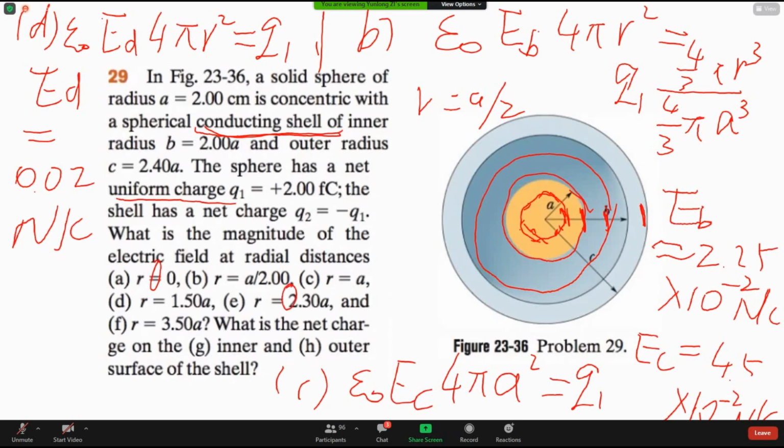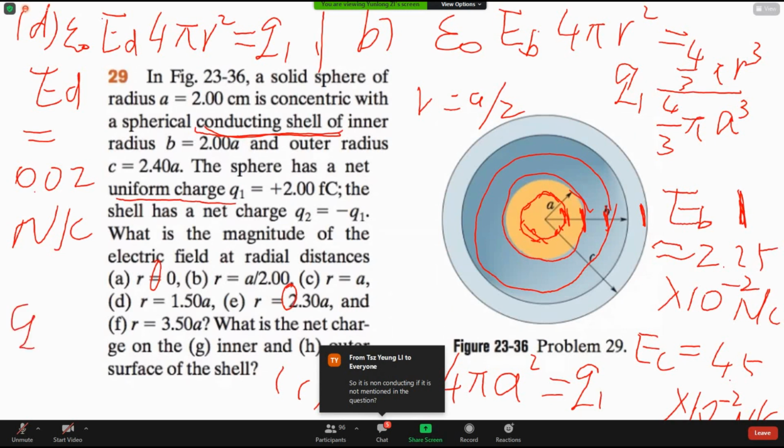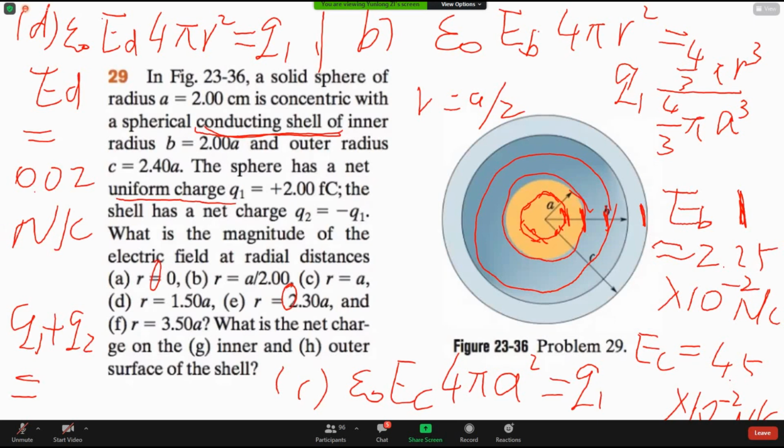Then for F, r equals 3.5a. 3.5a is already larger than C, right? So it's outside. If it's outside, we can also build the Gaussian surface outside. If you look at the internal charge, that would be Q1 plus Q2, but Q2 is actually minus Q1, right? So Q1 plus Q2 equals 0, and the electric field at F is also 0.